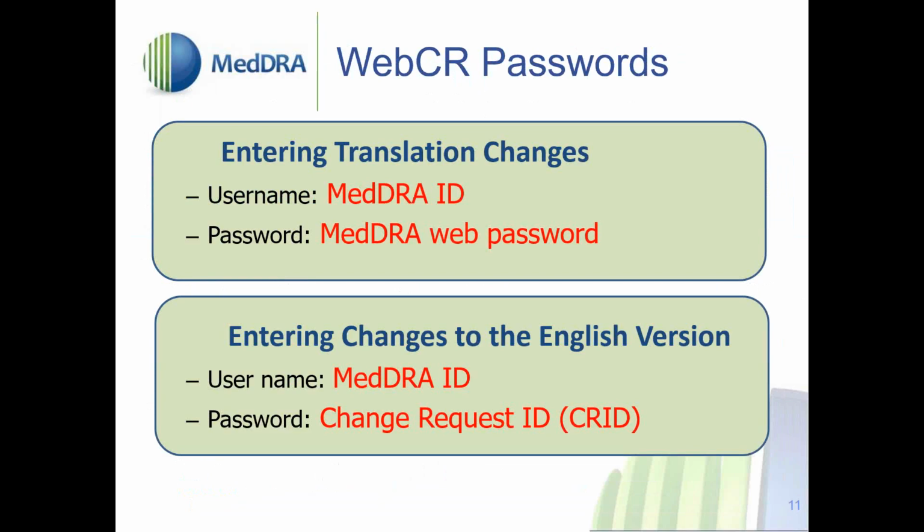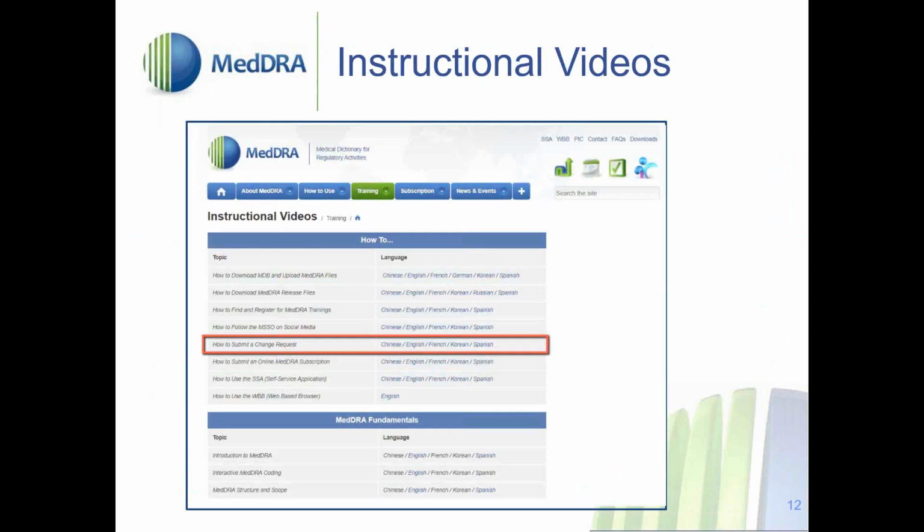Now, this is not made public to everyone in the company, so you may need to contact your point of contact. And if you don't know who that is or how to get it, email us at the help desk and we'll help you. So for translation requests, you can use either the change ID or the web password. But if you use the web password, you can't make any changes to the English version. That's a little bit of an anomaly there that you need to bear in mind.